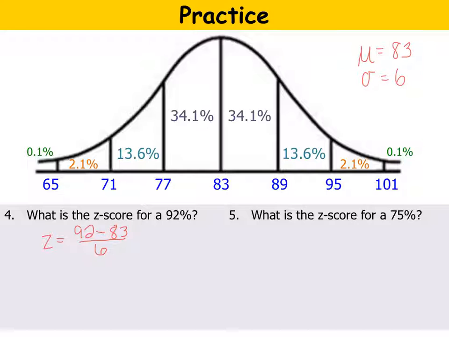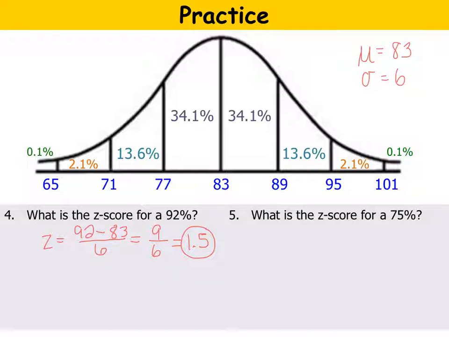And you do have to make sure you're careful with this on your calculators if you use it. You have to do 92 minus 83 and either have parentheses around it or hit equals first and then divide by 6. So we end up with 9 divided by 6, and if you divide that, you end up with a 1.5 z-score. And it's positive because, again, this score is above the mean.